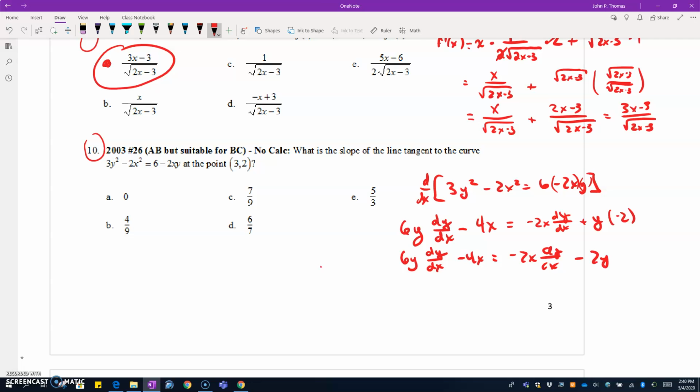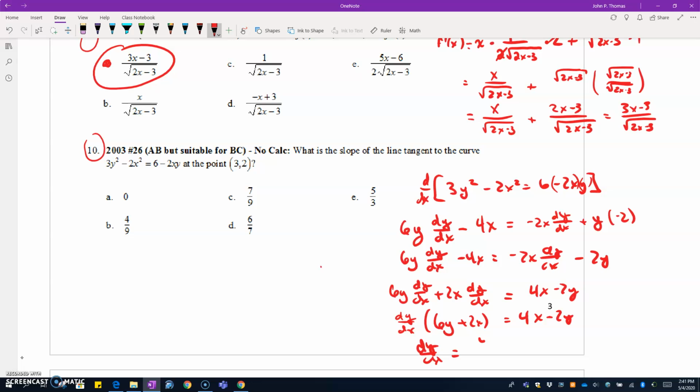Alright, so I'm going to add the 4x over, and I'm going to add the 2x dy/dx over. So 6y dy/dx plus 2x dy/dx equals 4x minus 2y. I'm going to factor the dy/dx out. That leaves me with the 6y plus 2x equals 4x minus 2y. Alright, then I'm going to divide, so I have dy/dx equals 4x minus 2y over 6y plus 2x.